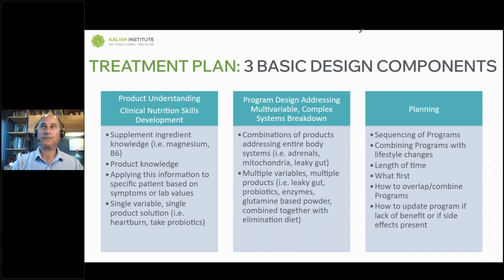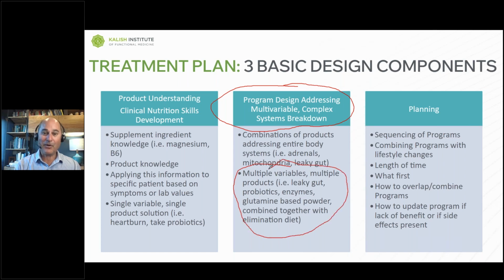So now, oh, this is so complicated, you guys. Program design: addressing multivariable complex systems breakdown. Then you need to be able to use combinations of products to address entire body systems. Adrenals program, mitochondria program, leaky gut program. And then you have to take multiple variables that have multiple products. So in other words, you need to be able to take a series of different problems with different body systems and put all that together. So it goes from single ingredients to combination products, to how products are put together into a program, to then how programs are stacked together.